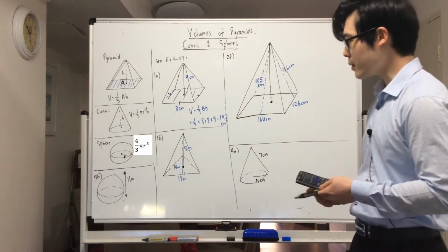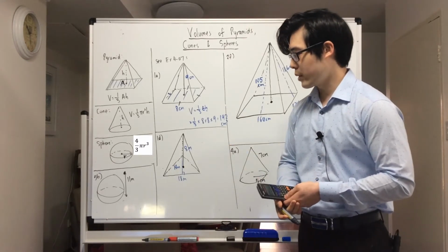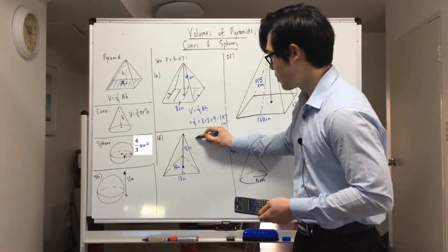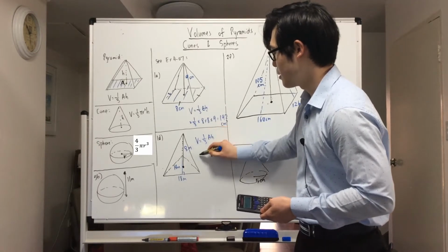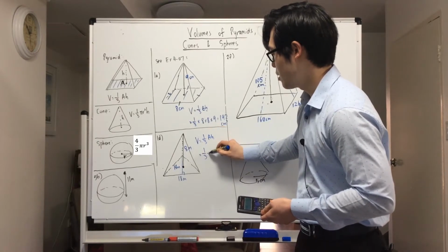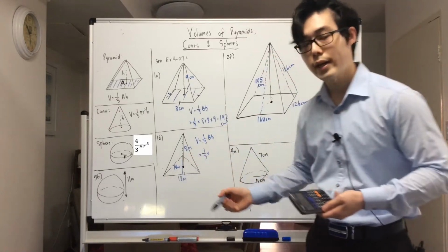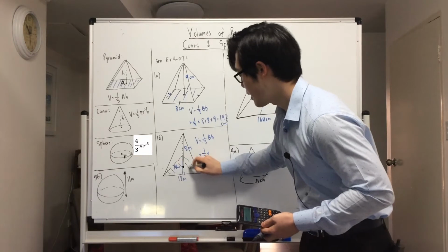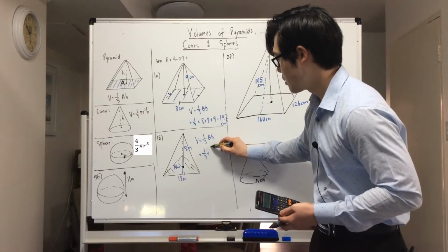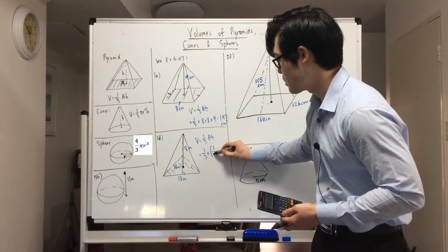Okay? Let's do the same thing for question 1D. It's still a pyramid, so I'm going to start with the formula. But in this instance, starting with a third, the area of the base is a triangle. So you actually need to find the area of the triangle at the bottom here. And we know the area of the triangle, put in a bracket, is half times base times height.